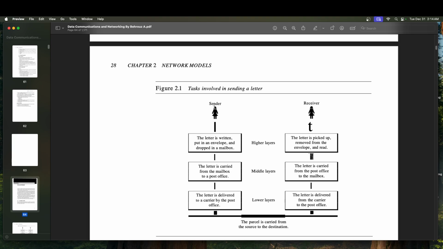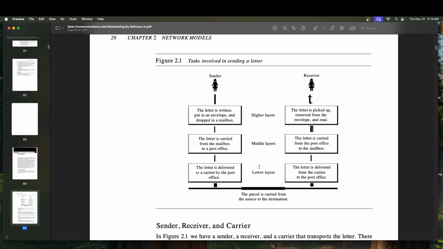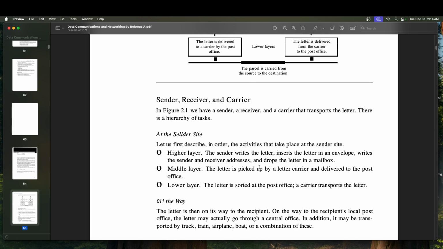First, the sender is going to write the letter, put it in an envelope, and drop it in the mailbox. The postman is going to come, take the letter from the mailbox, and carry it to a sorting facility. From there, it is taken to the city where the person lives, then carried to his nearest post office. Then he comes and picks it up from his mailbox.